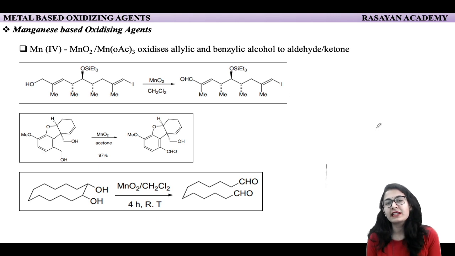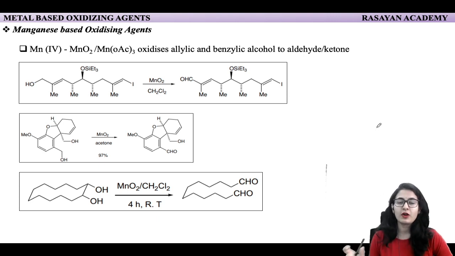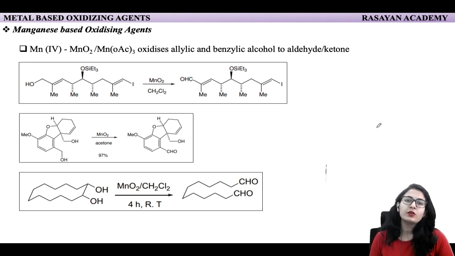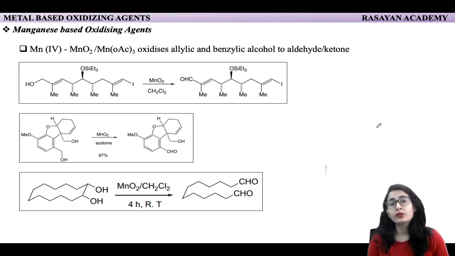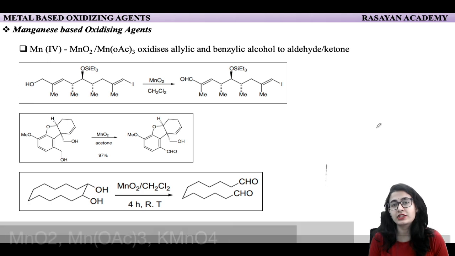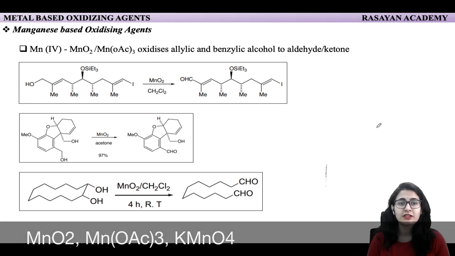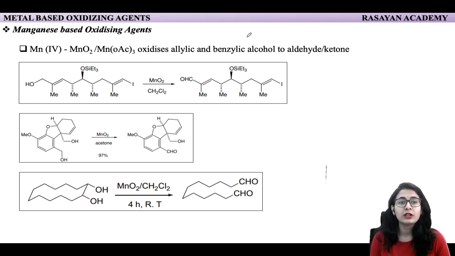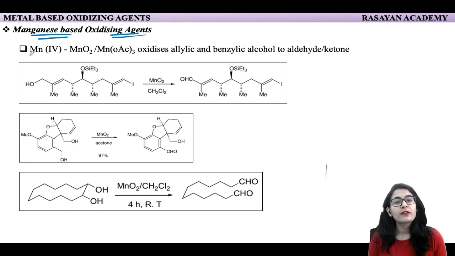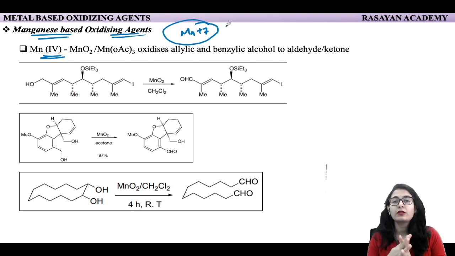So guys, previously we had talked about chromium based oxidizing agents. We are continuing the discussion of oxidizing agents and we are going to today talk about manganese reagents. There are a lot of reagents of manganese which are very popular. Most importantly, manganese based oxidizing agents are used in the manganese plus 4 oxidation state and manganese plus 7 oxidation state. So we are going to talk about all of them.